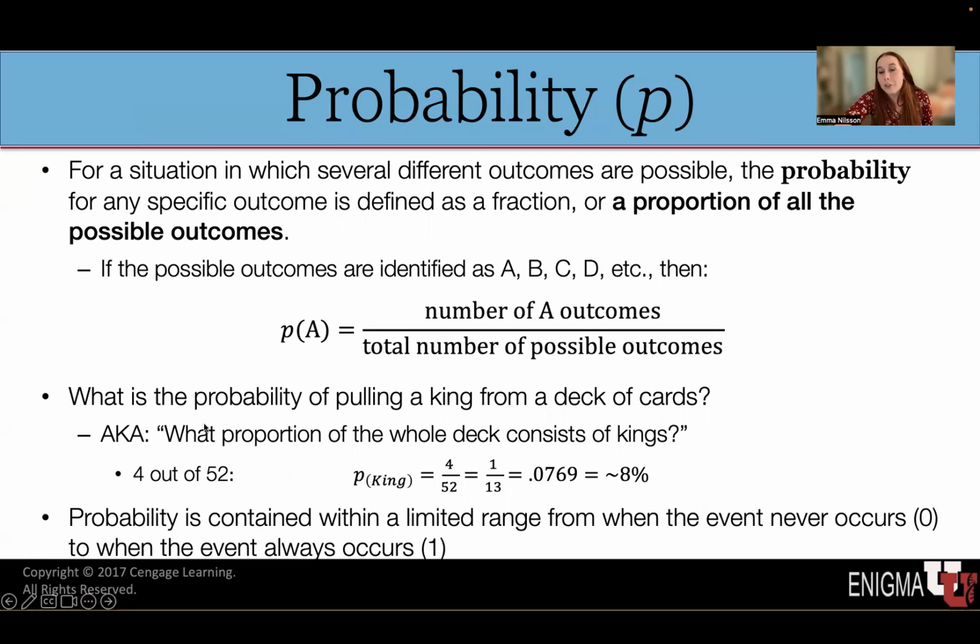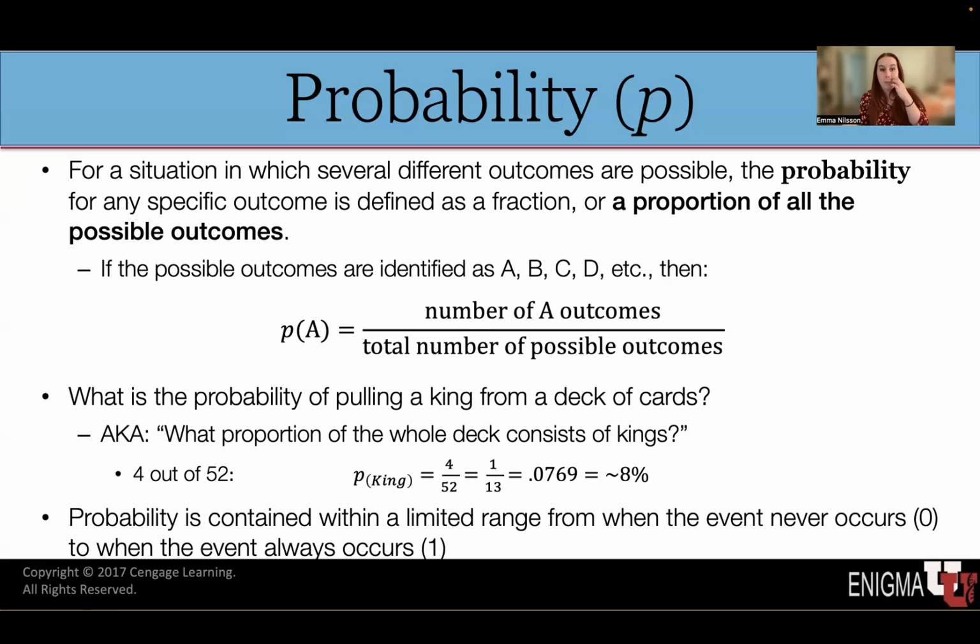The other question that we're basically asking is, what proportion of the whole deck consists of kings? We would say there are 4 possible outcomes, 4 possible king cards, and there are 52 total possible outcomes because there are 52 cards in a deck. So you would say 4 out of 52 is equal to 1 over 13, which is about an 8% probability of drawing a king from a deck of cards.